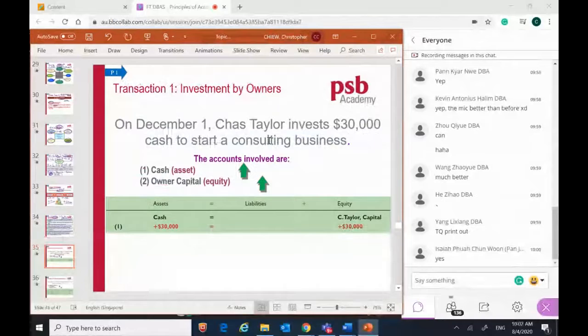All right, the first transaction. On December the 1st, Charles Taylor, now Charles Taylor is the owner, invests $30,000 cash to start a business. So this is the first transaction. The owner put in $30,000 cash to start a business. All right. Now, remember I told you in every transaction there will be two effects, the double effect.